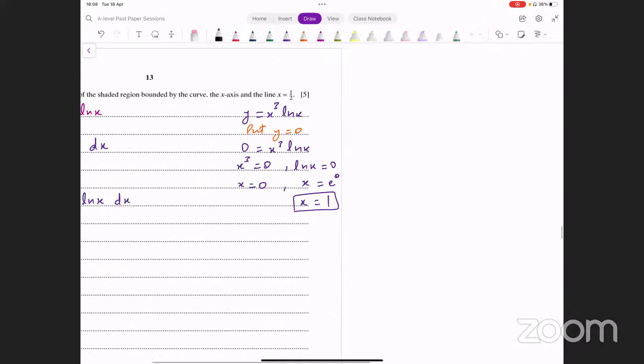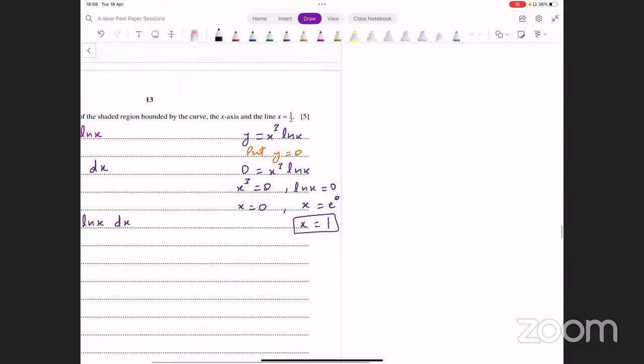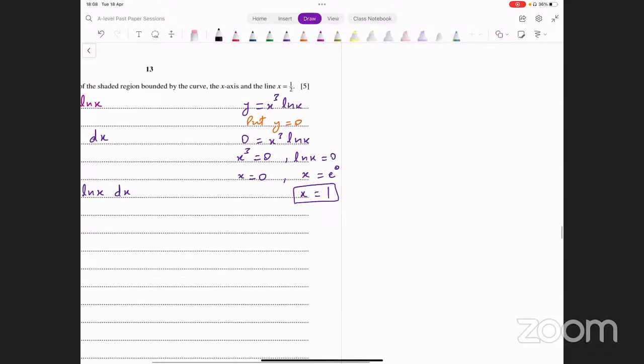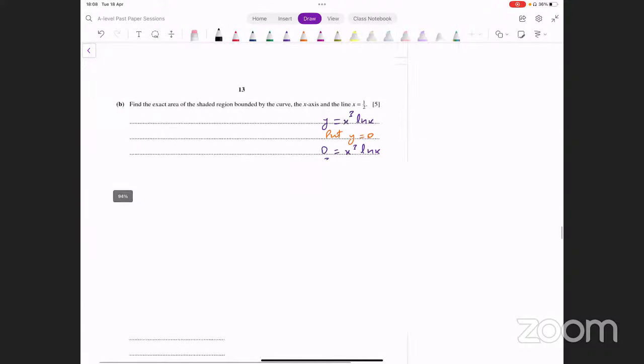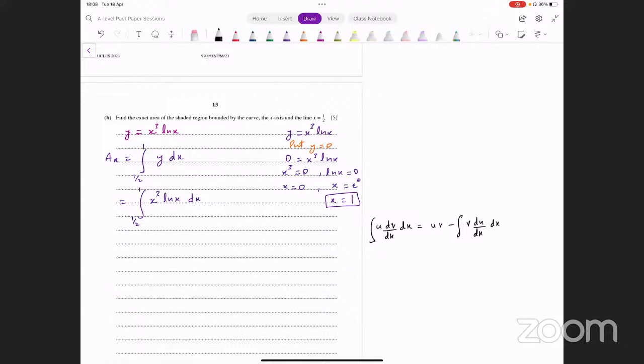Now integration by parts formula looks like this, let me write that here on the side, this is how it's written in the formula sheet. It says the integral of u into dv over dx with respect to x is equal to uv minus integral of v into du over dx with respect to x. Now the first problem is we need to figure out which one to take as u and which one as dv over dx. For that, we use ILAT.